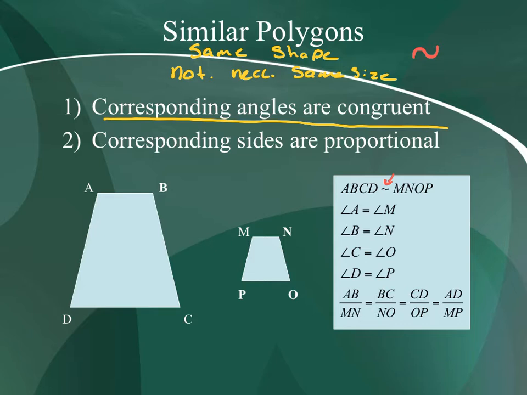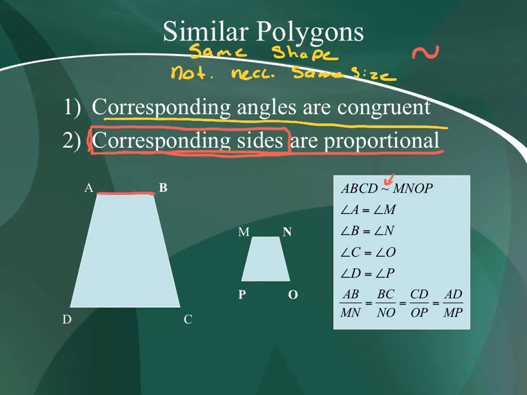So angles have to be the same. But here is the part that messes people up. So please, please, please, if you're ignoring me, pay attention to this part. The sides have to be proportional. And what that means is that when we compare the sides, we have to make sure that we are comparing the corresponding sides, meaning the sides that are in the exact same position.